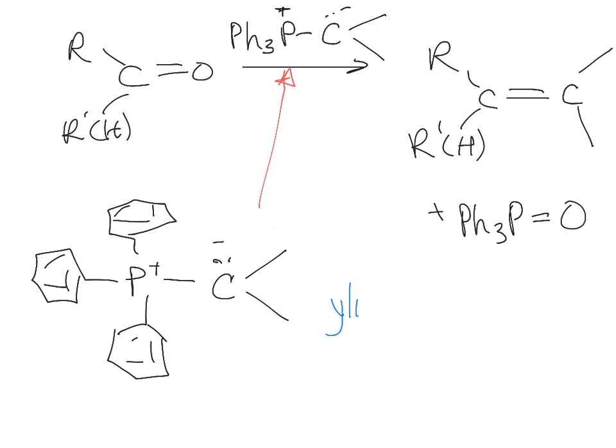Y-L-I-D-E. And it's called an ylide because it has a positive and a negative charge on adjacent atoms. You can also draw a resonance structure with 10 electrons around the phosphorus because it's a third row element. So you can make that carbon double bonded to the phosphorus. But the way it's drawn here is the way it's going to react.